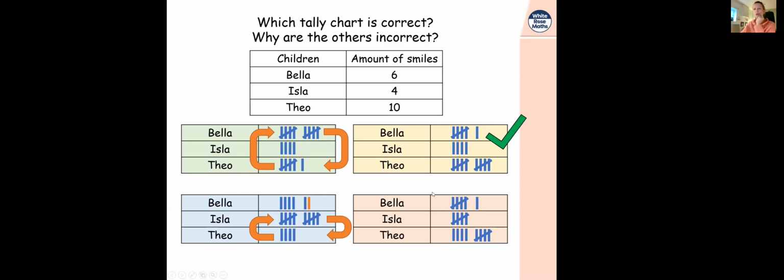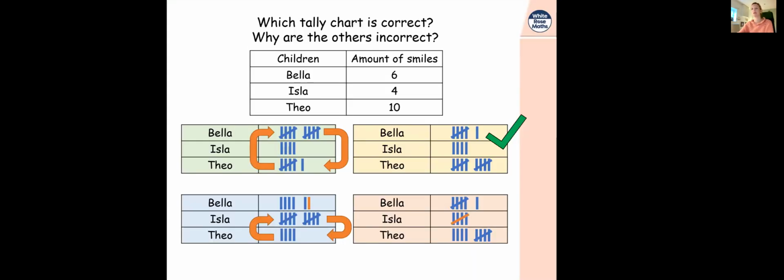What was wrong with the red one then? What was wrong here? Bella's got 6. It's telling us Isla did 5 smiles there, and she didn't. She did 4. And Theo, he hasn't got the cross through that first bit, so he's only got 9 on there. So look, it shows us there that Isla didn't need that one there. That needed to come off. And actually, that little cross should have been moved down to Theo's area.